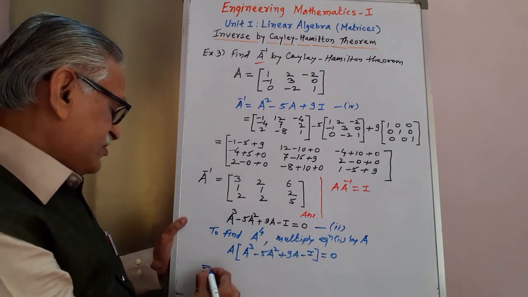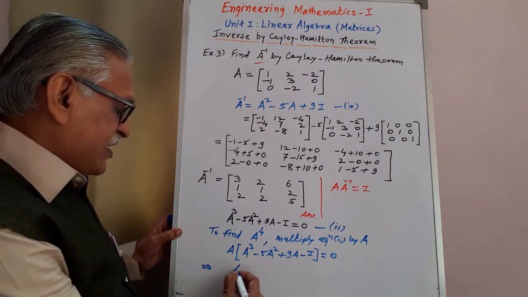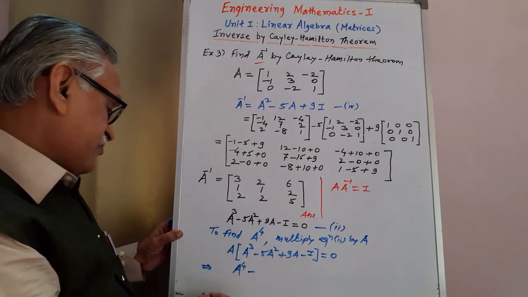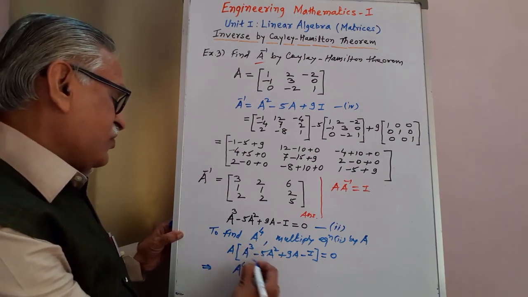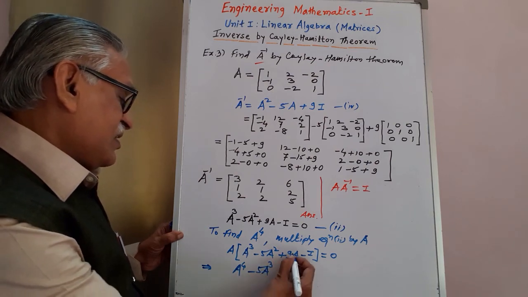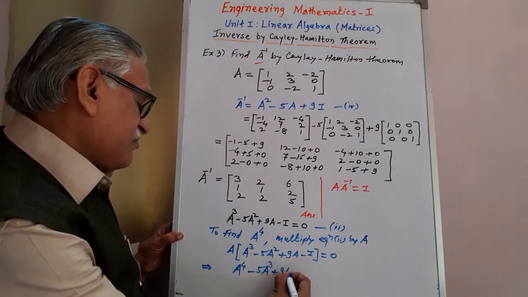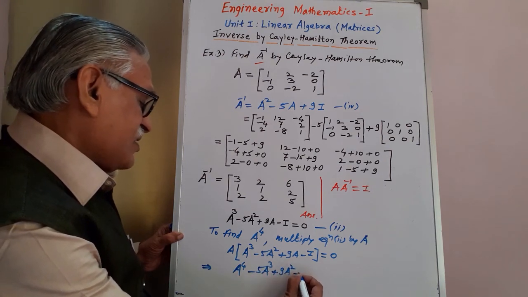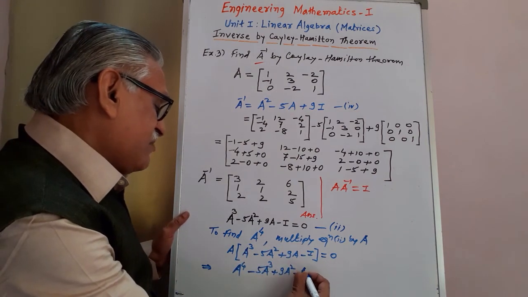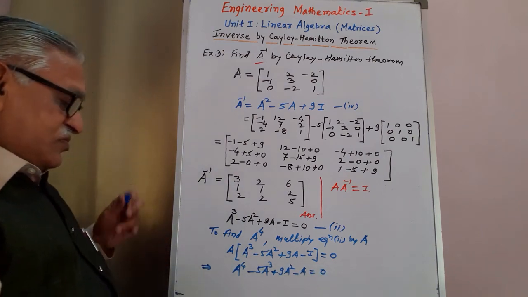This implies A into A cube we get A raised to 4, minus 5A square into A we get A cube, A into A we get A square, and minus A into I we get that matrix A, equals 0.